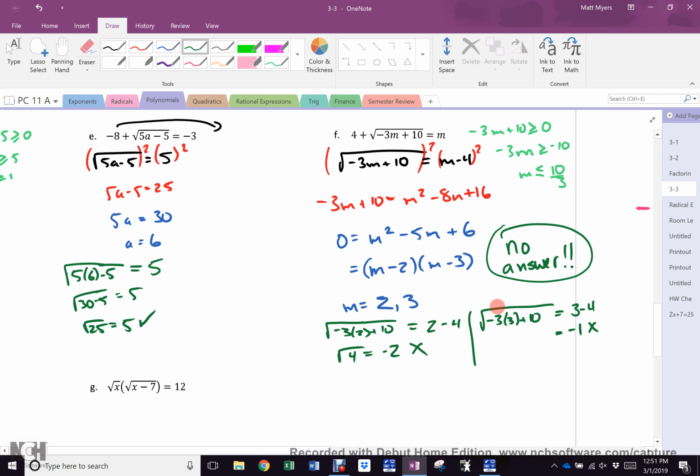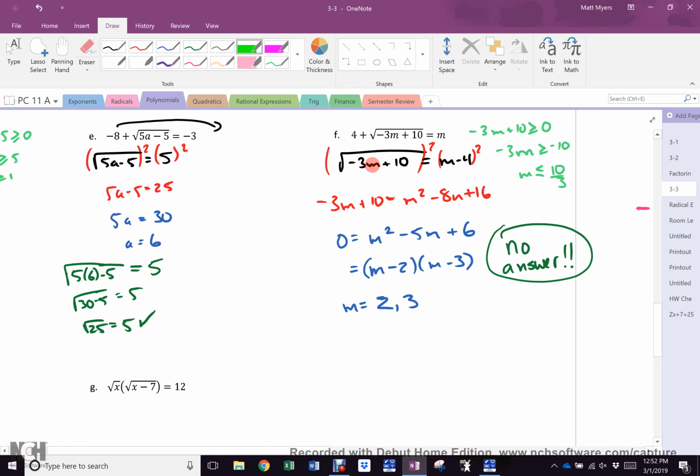Now look, ladies and gentlemen, let me show you a quick way to do your checking. Look at this right here, yes? Square root of negative 3m plus 10 had to equal m minus 4, right? If m is 2, that's 2 minus 4, which is negative 2, correct? Can you ever have a square root equal a negative? No. Okay. So then you did it with 3 minus 4. What's 3 minus 4? Negative 1. Can a square root ever be a negative? So there's no possible answer.